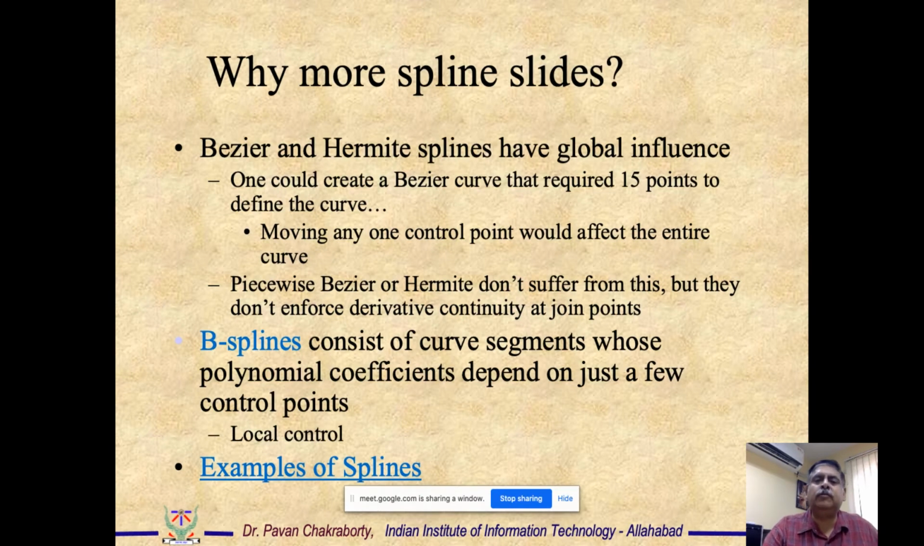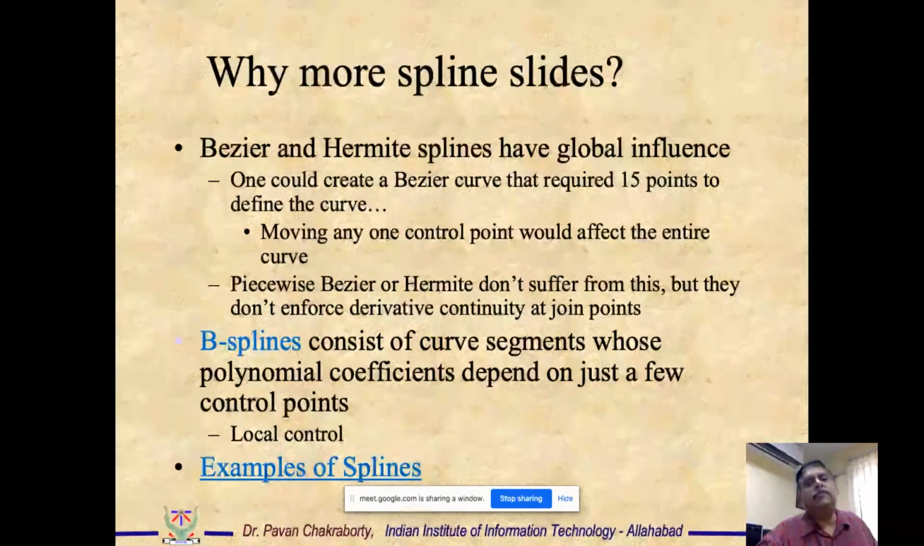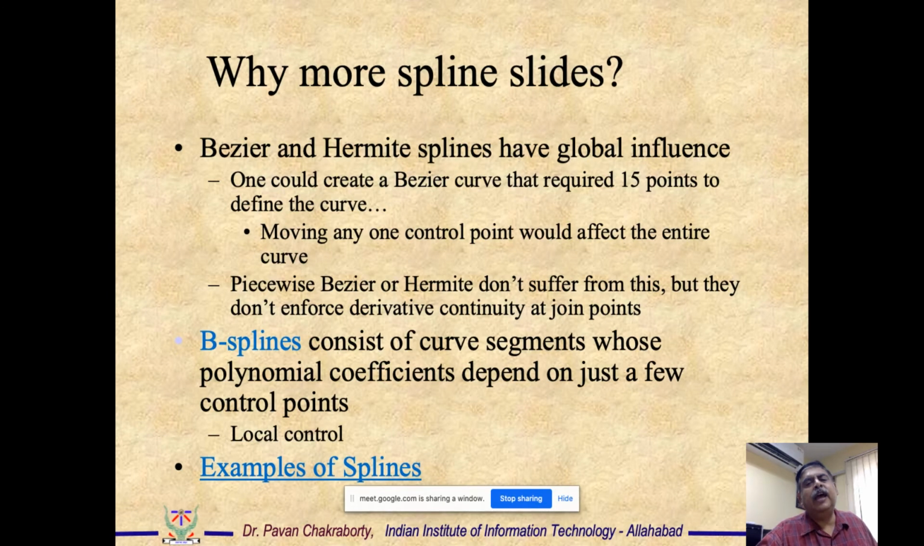So here's the question: why more slides? Bézier and Hermite splines have a global influence. One could create a Bézier curve that requires 15 points to define a curve. Moving any control point could affect the entire curve. Piecewise Bézier or Hermite don't suffer from this, but they don't enforce derivative continuity at the joint points.